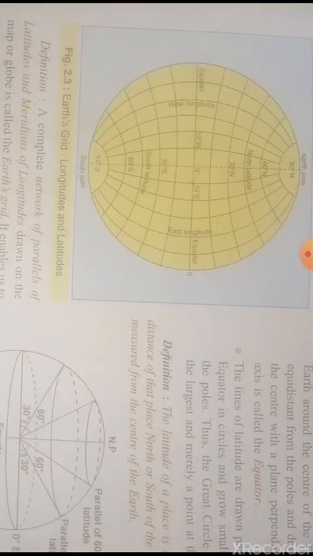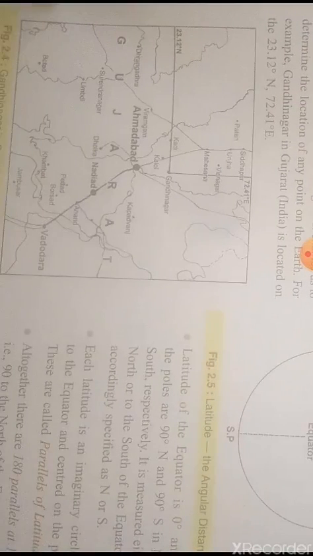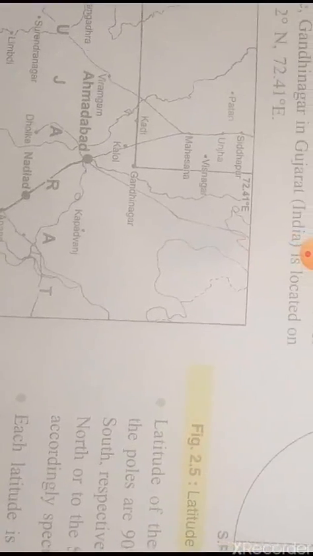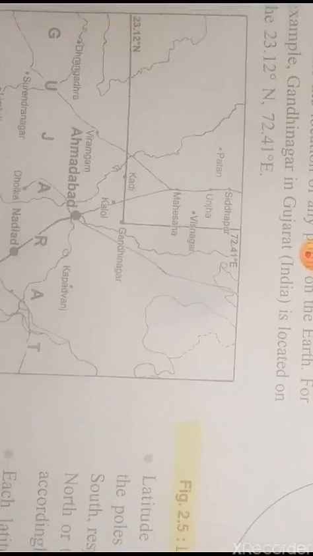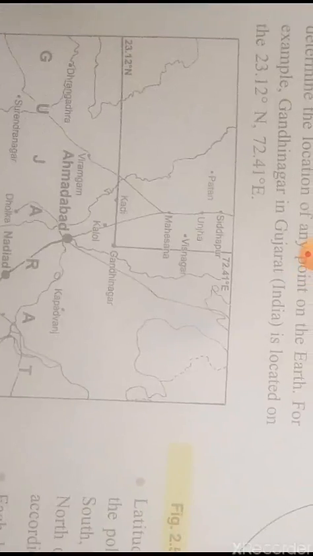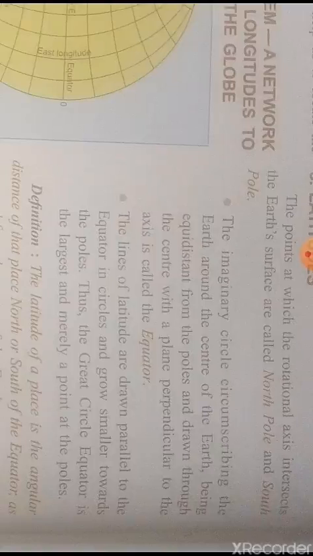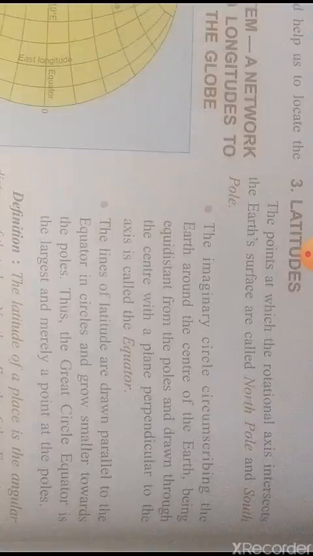For example, Gandhinagar in Gujarat, India is located on 23.12 degree north, 72.41 degree east. Now let us study about the latitudes or parallels. The latitude of a place is the angular distance of that place north or south of the equator as measured from the center of the earth.